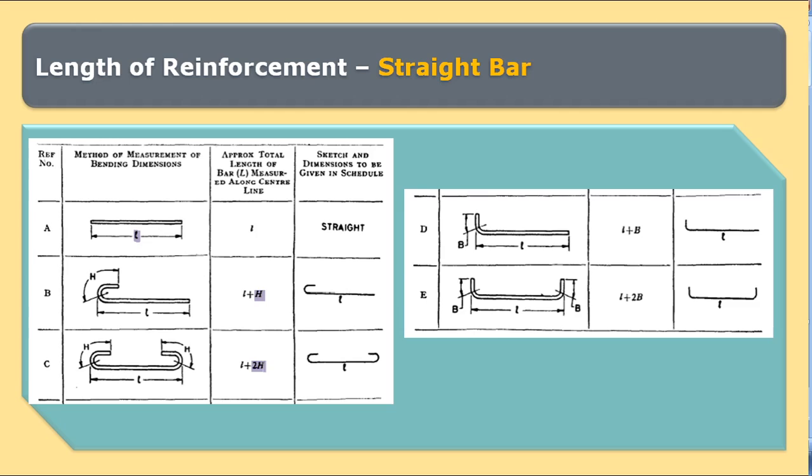When there is only a single bend, or a bend is provided at only one end of the straight bar, the length of the straight bar with bend would be L plus B, where B is the length of bend, or the provision for length of bend. When there are two bends, one on either side, the length would be L plus 2B. In this diagram, H represents the hook and B represents the bend.